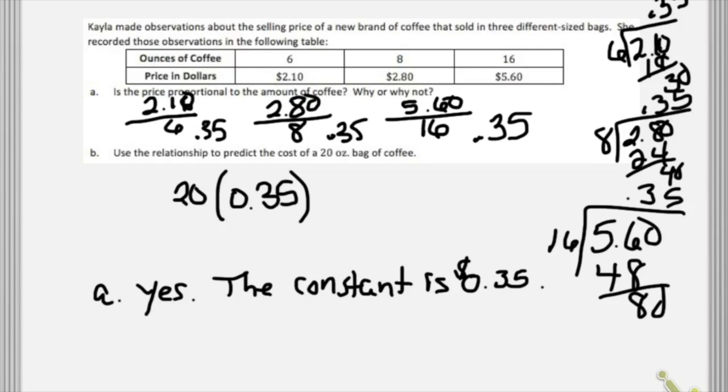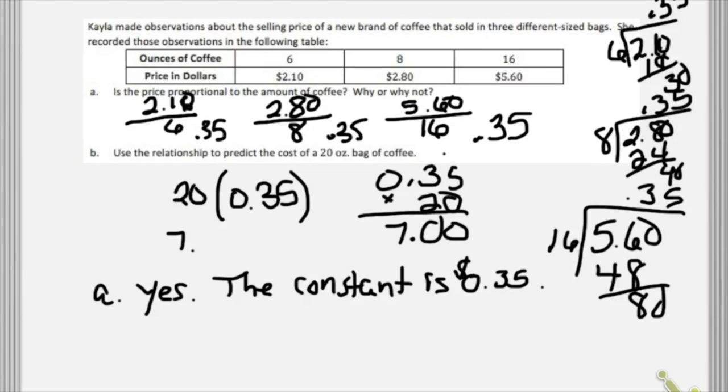So we have to multiply 35 cents times 20. All we have to do is multiply that, and we get $7. So you pay $7 for a 20-ounce bag of coffee. Not too bad.